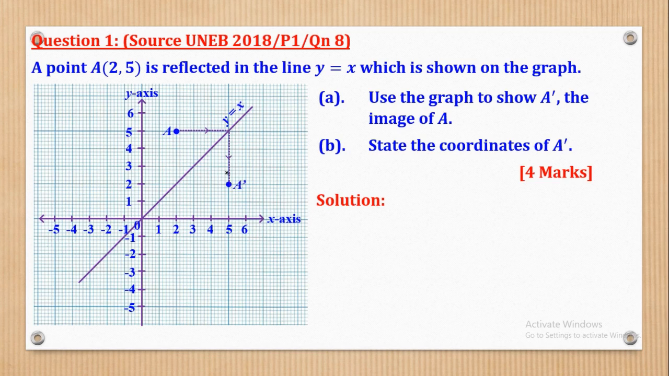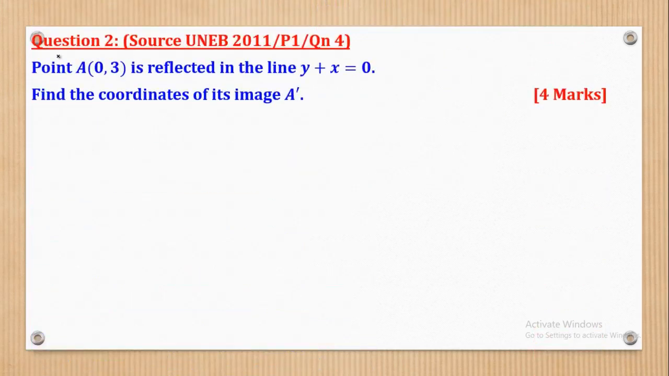So that will now be A prime, but they told you to state the coordinates in part b. Therefore, you say that from the graph, the coordinates of A prime are (5, 2). And that's what they wanted. So that is how a mirror line works. But I'm going to look at more examples for you to grasp the concept.